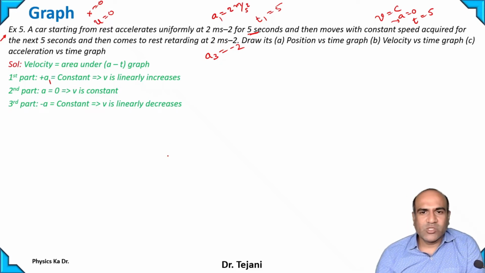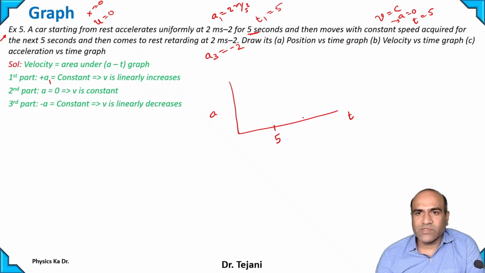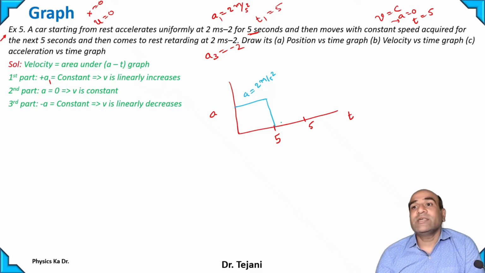So if you draw acceleration versus time, for the first 5 seconds, and then the next 5 seconds, and then after that. For the first 5 seconds, acceleration is equal to 2 meter per second square. Then velocity is uniform and constant, so acceleration is 0.